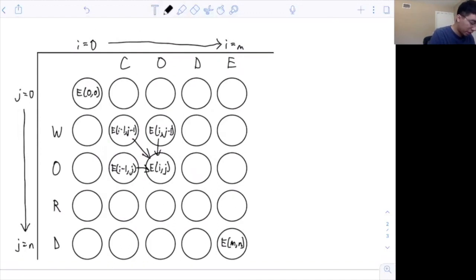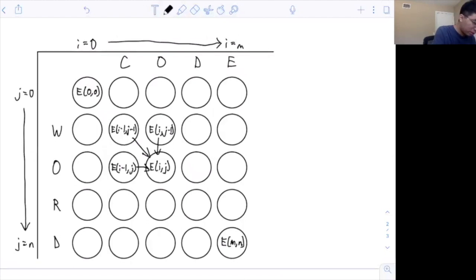And this recurrence relation holds for all of the circles on this graph. So we need to think of an order such that we solve all of the smaller subproblems first before solving any of the larger subproblems. So before we solve e of ij, we need to solve for these three subproblems first. So we need to go in an order that makes sense.